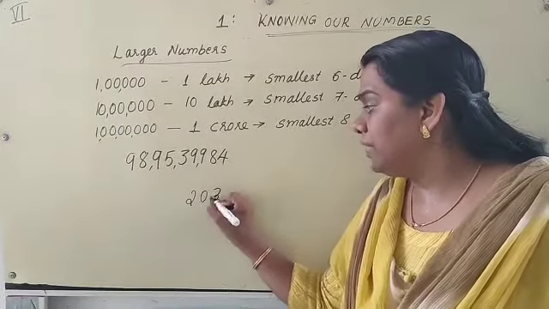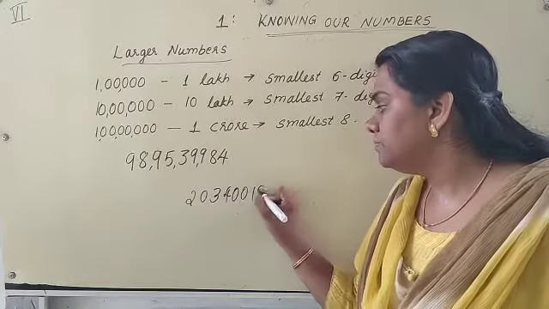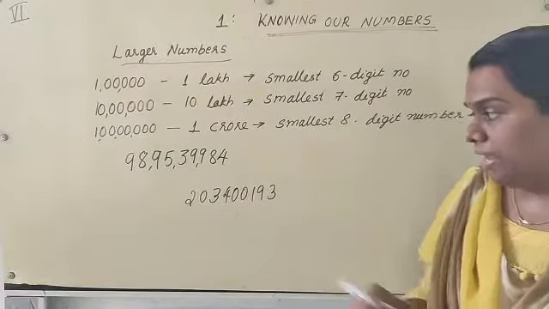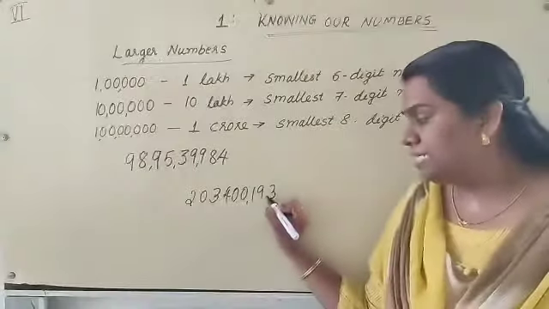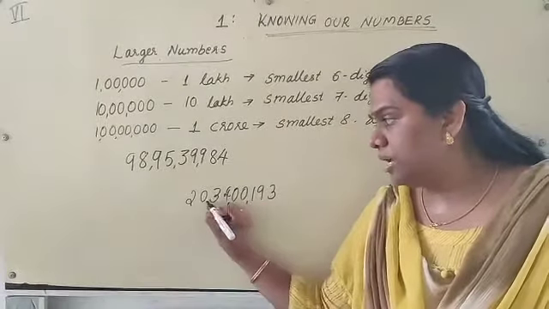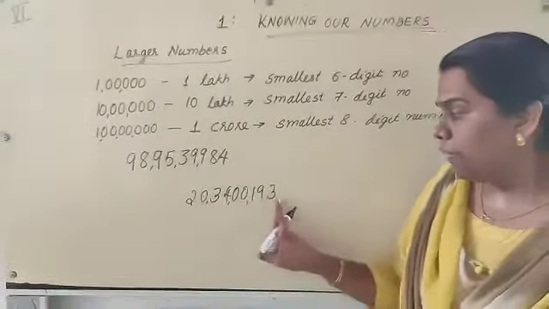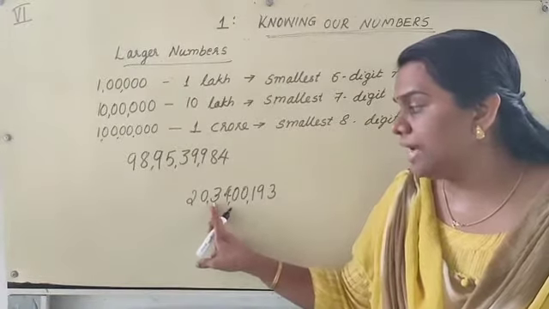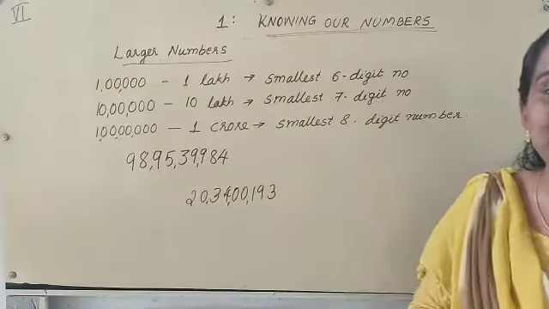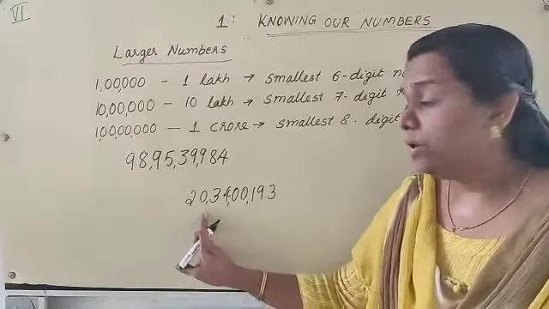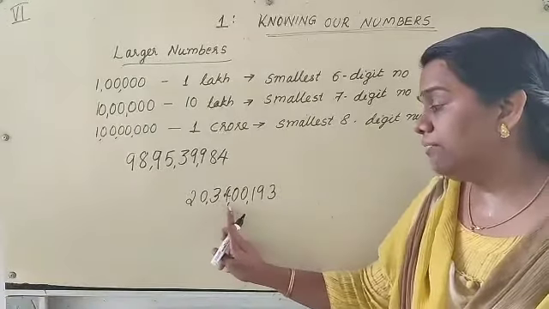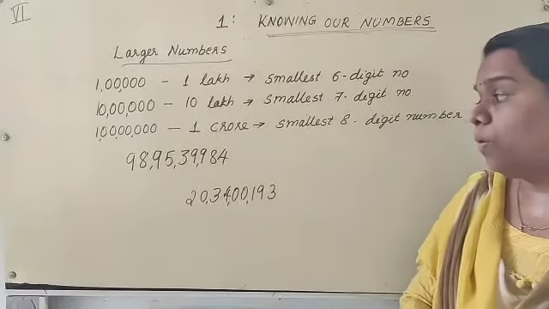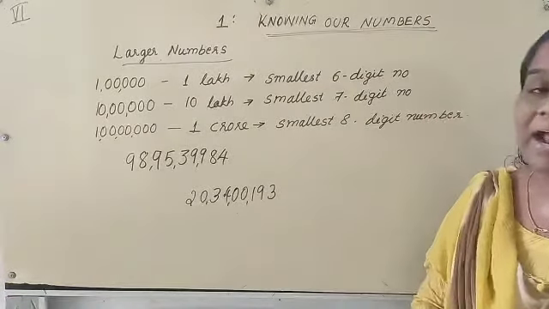Shall we try to read some other numbers? Now let us try to read this number. Here I wrote it. Then we can assign commas. Ones, tens, hundreds, then next and next. Ones, tens, hundreds, thousands, ten thousands, lakh, ten lakh, then crore, ten crore. How to read the number? It is 20 crore, 34 lakh, 193.